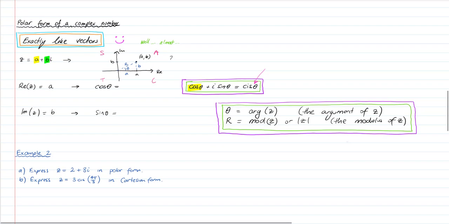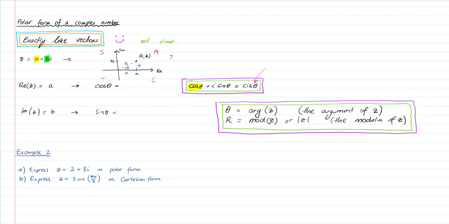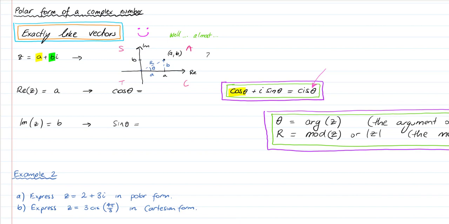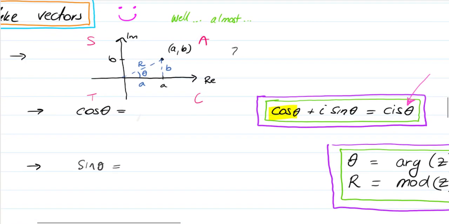Hi and welcome to Unit 2, Topic 1, Video 4, where we talk about the polar form of a complex number. In this video, I'm going to go through some examples and show you how to convert a complex number into polar form. In later videos, particularly de Moivre's theorem, we'll see why this is so important and what it can do for us. But for now, just know that it's almost exactly like our work in vectors.